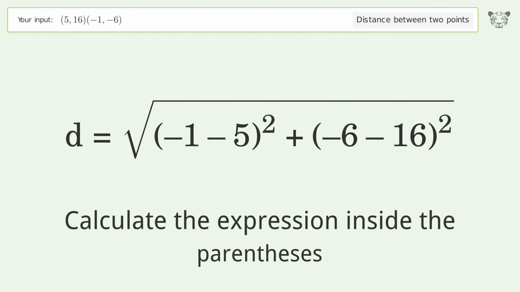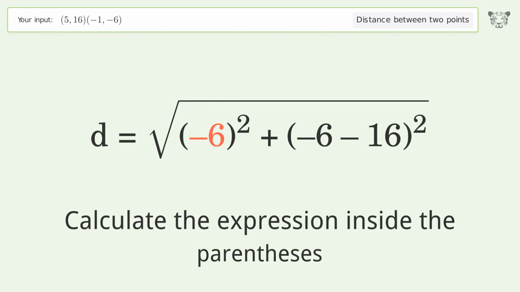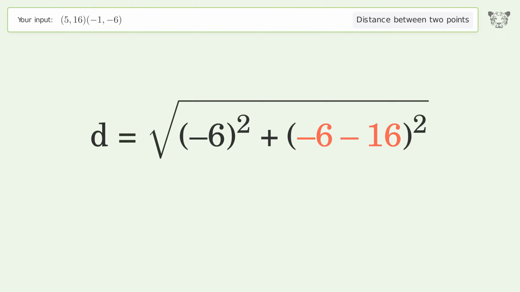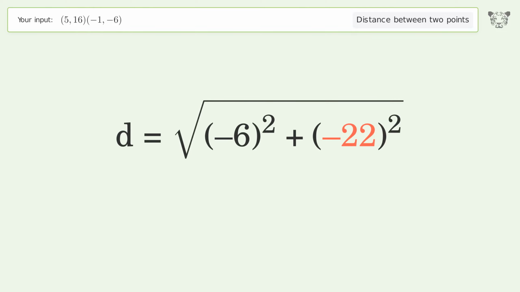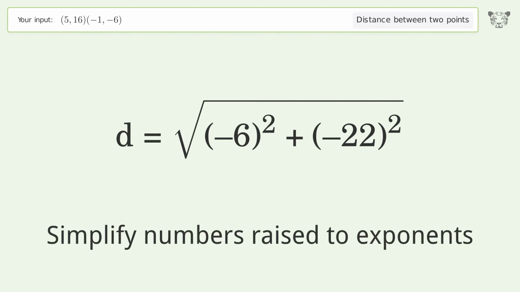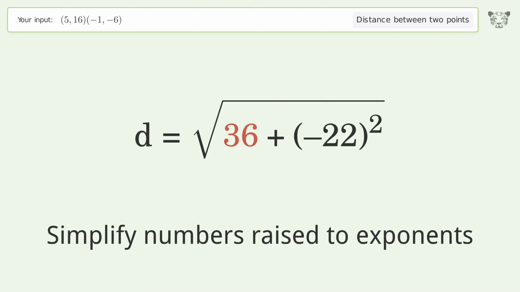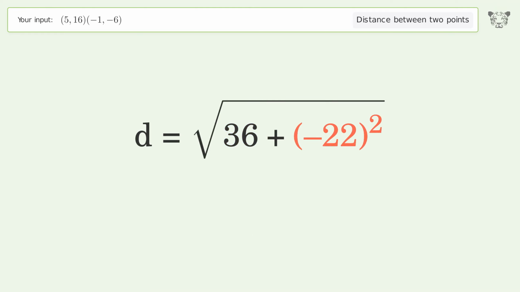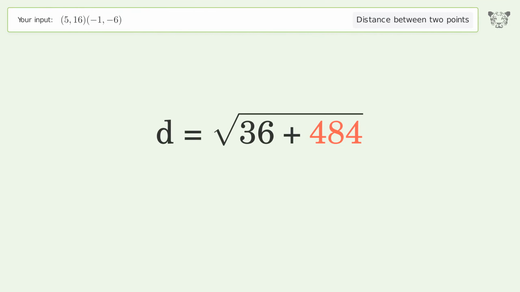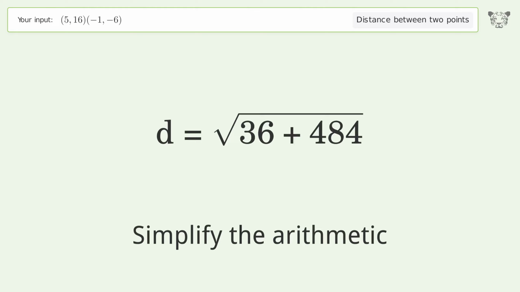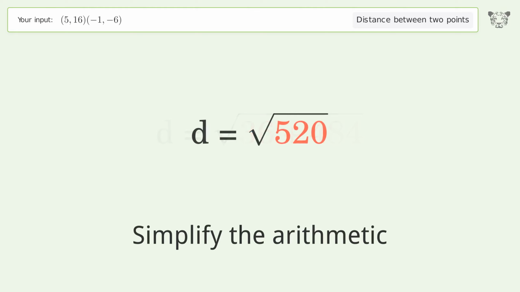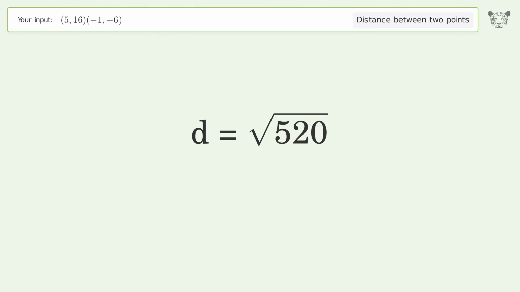Calculate the expression inside the parentheses. Simplify numbers raised to exponents. Simplify the arithmetic. And so the distance between the 2 points is the square root of 520, or 22.804.